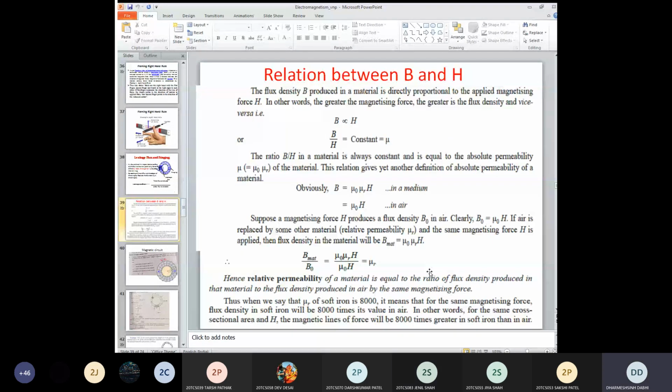Now the next slide gives the relationship between flux density and magnetic field intensity. Now I think time is over, so we will see this term in the next lecture. Relationship between flux density and magnetic field intensity. Now, up to this point in this lecture, any doubt?